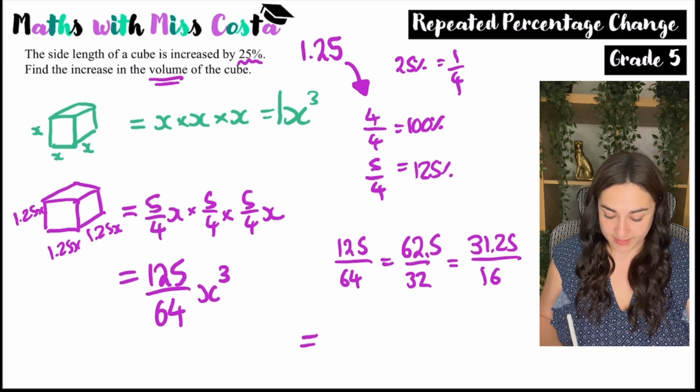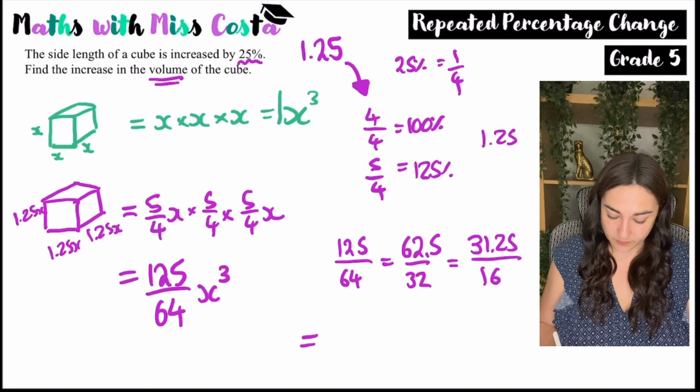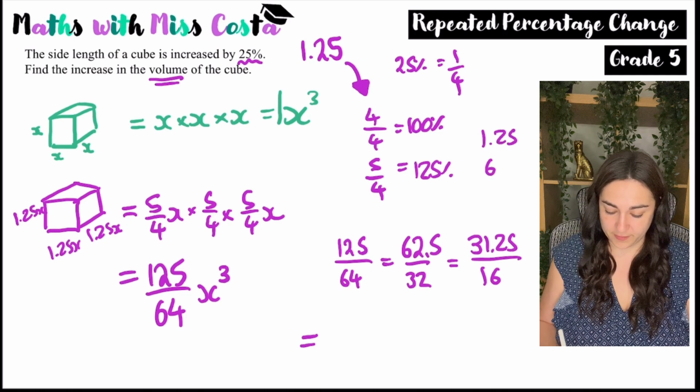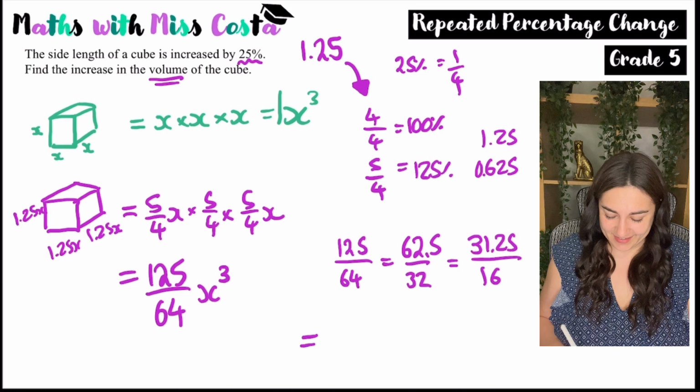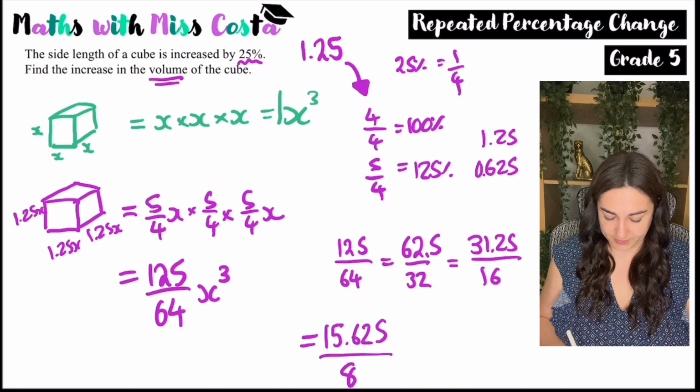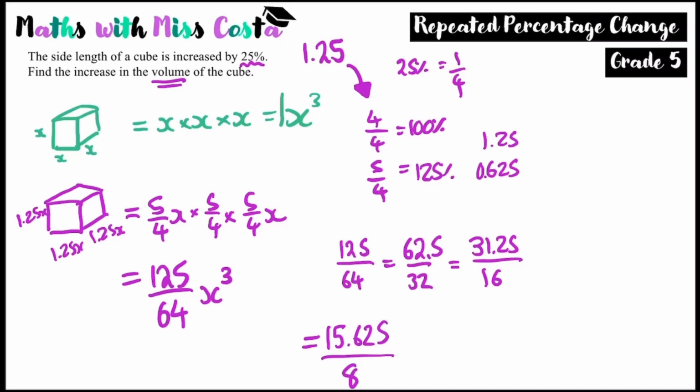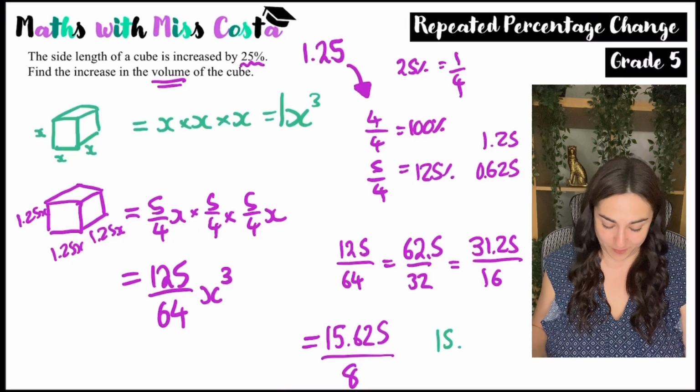So half of 30 is 15. Half of 1.25 is going to be 0.625. Is that right? It's been a long day. Yeah. So 15.625. And then we can just use our bus stop method.